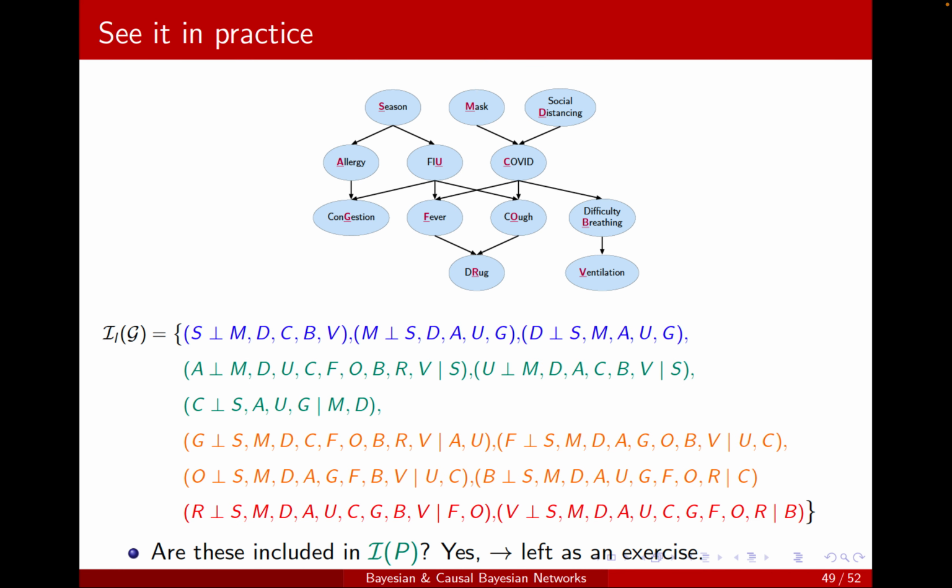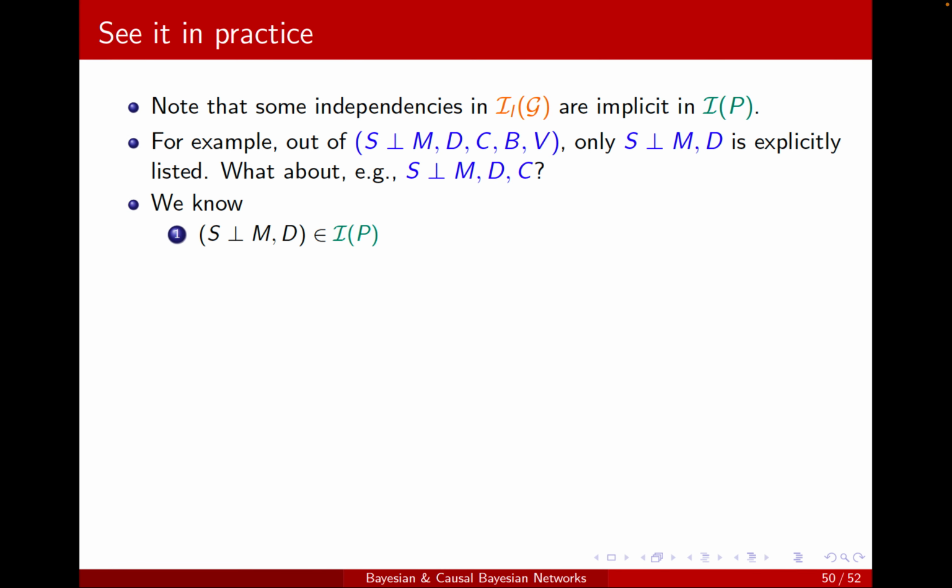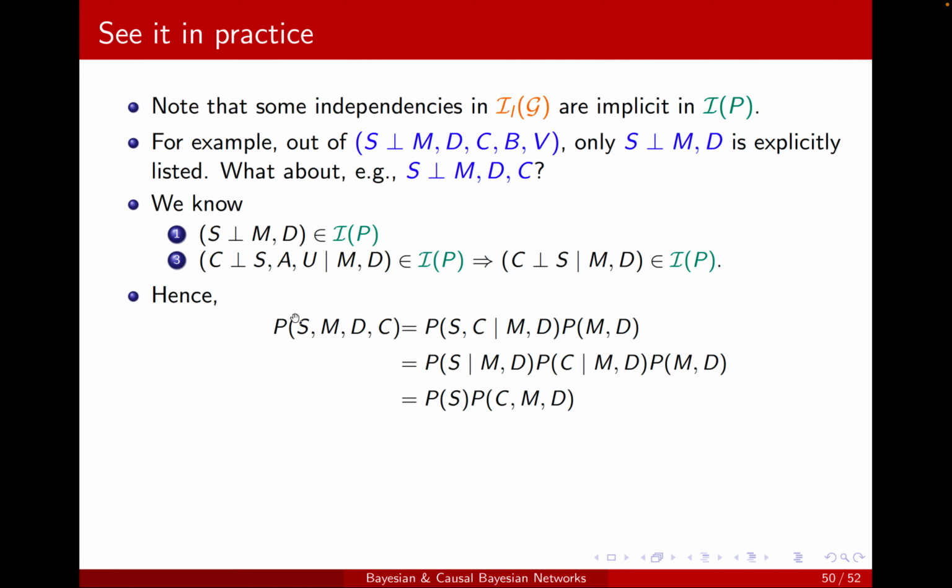So we have this, and then from 3 we know this one, and now from this I can easily conclude that I can omit U, so I will end up with this. And now I can show that SMDC, the joint probability, can be written by the definition of conditional probability as P of C and S conditioned on M and D times P of M and D.